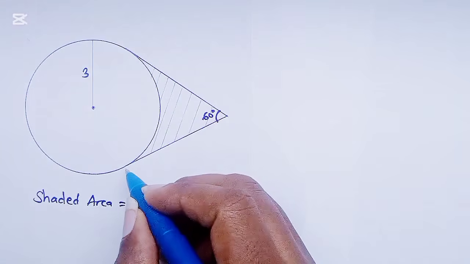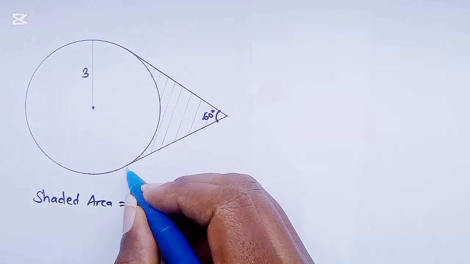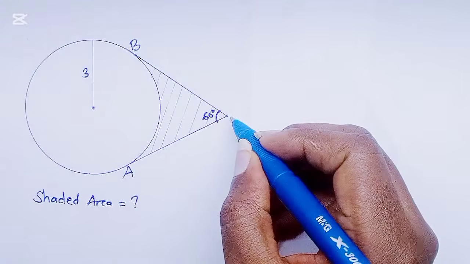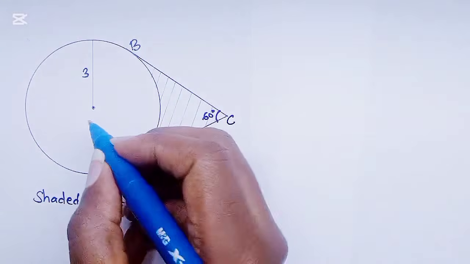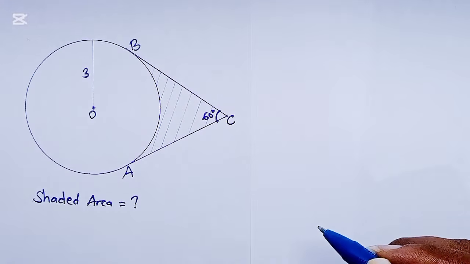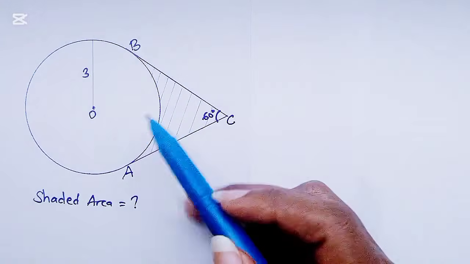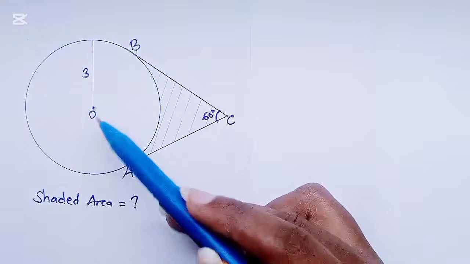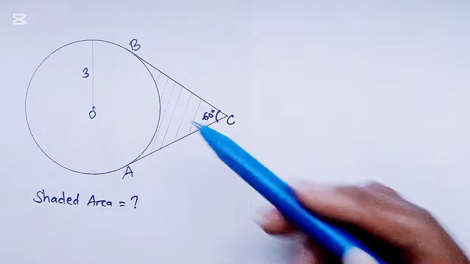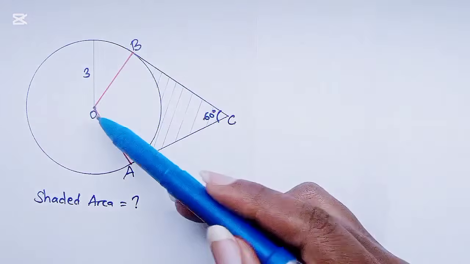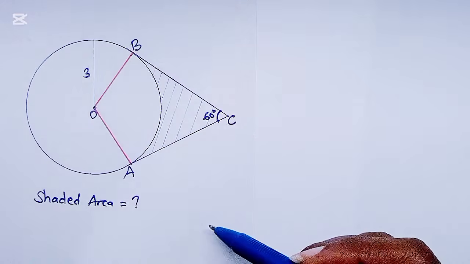First of all, let these points of tangency be A and B. Let this point be C and let this center be O. The next step is we're going to connect the center O to the point of tangency B, and O to point A, just like this. So we've connected O to B and O to A.